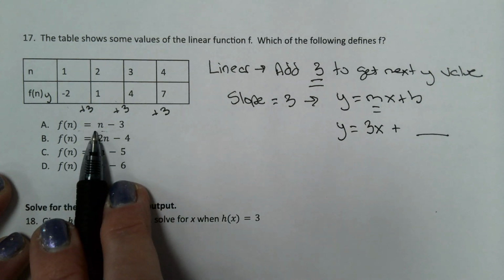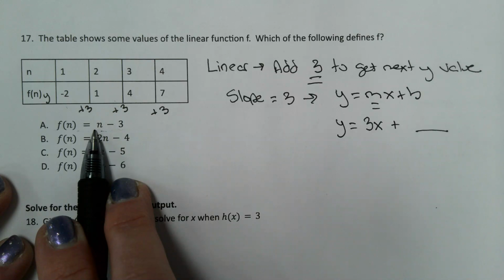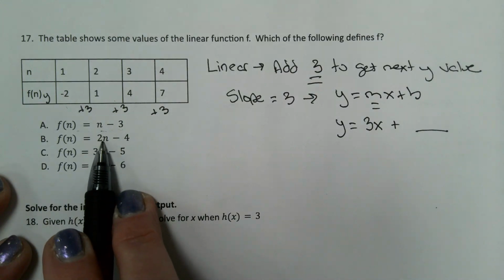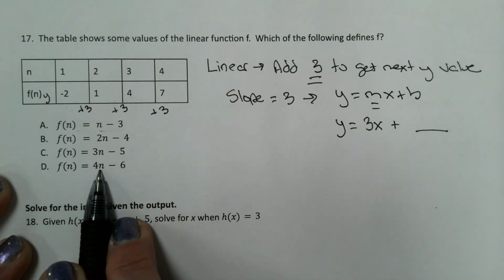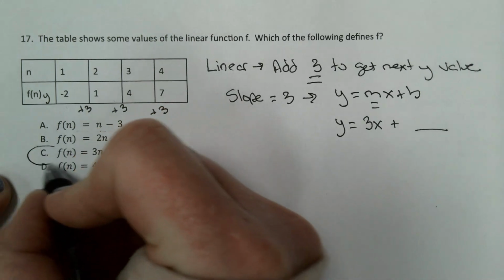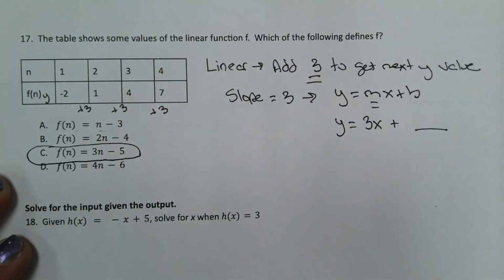All right, so this one, there's no number, so that's an invisible 1. So that one has a slope of 1. This has a slope of 2. This has a slope of 3. And this has a slope of 4. This is the only one with a slope of 3, so C is the answer.